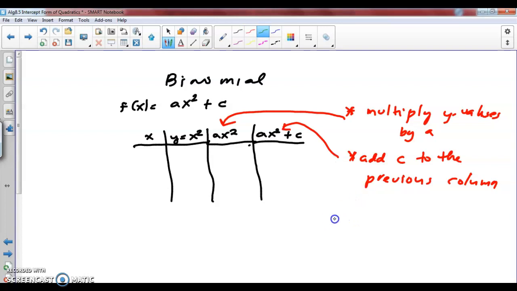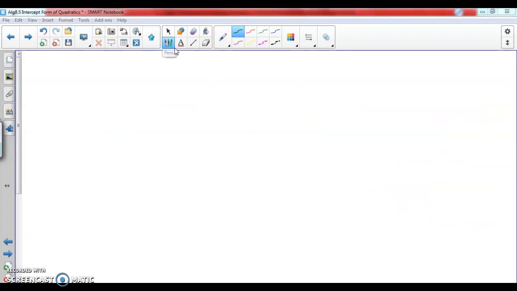Now let's review the transformations for c. The c value causes the graph to transform vertically. So it's either a vertical translation upward or downward, depending on the sign of c. So that's for a binomial of the form ax squared plus c. You use a table of values and apply the changes to the original values by following the order of operations. The next one is for trinomials.